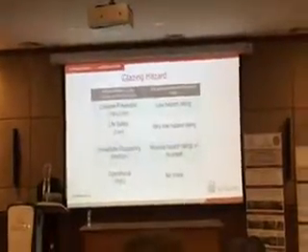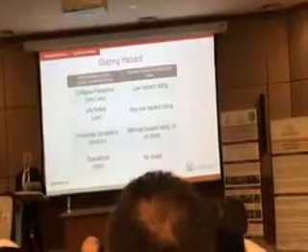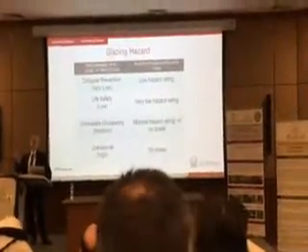I also would like to talk about glazing hazard, because this is the single most important thing in glass, because the first thing that comes down is windows.